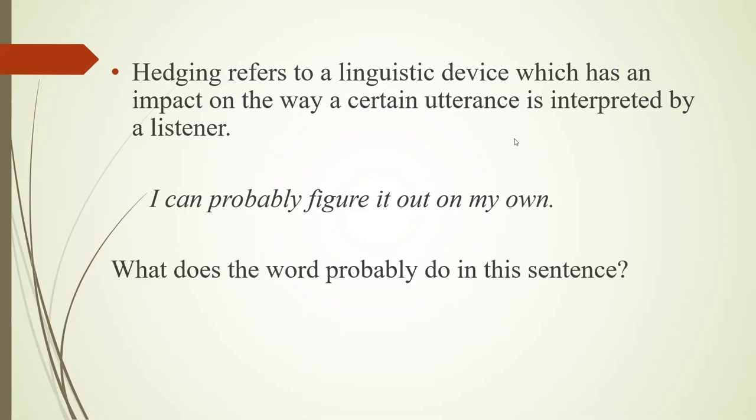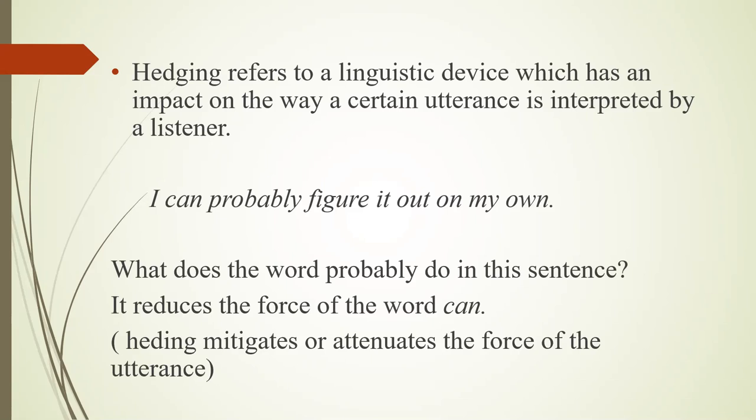So what does the word probably do in this sentence? It reduces the force of the word can. So this is an example of hedging. Hedging mitigates or attenuates the force of the utterance. So what hedging does is to reduce the power of an utterance.